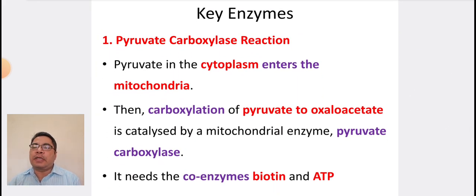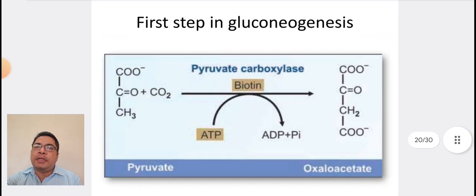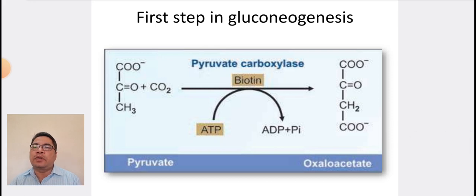Coming to key enzymes, the pyruvate carboxylase reaction. Pyruvate in the cytoplasm enters mitochondria. Then carboxylation of pyruvate to oxaloacetate is catalyzed by the mitochondrial enzyme pyruvate carboxylase. It needs coenzymes biotin and ATP. In this diagram, we can see the first step in gluconeogenesis. Pyruvate is converted to oxaloacetate with the help of the enzyme pyruvate carboxylase, and ATP and biotin together are the coenzymes.